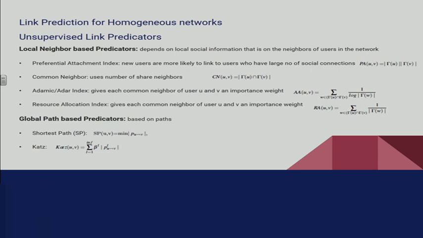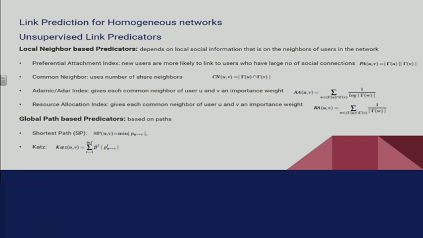There are many proximity measures that can be used, which are listed as follows. One is the preferential attachment index: new users are more likely to link to users who have a large number of connections. The second one is common neighbors, which uses the number of shared neighbors of both U and V, the intersection of the neighbors of node U and node V. The other proximity measure is the Adamic-Adar index, which gives each common neighbor of users U and V an importance weight. Similar is the resource allocation index, but the weights given by these two measures are different, as can be seen in the formula.